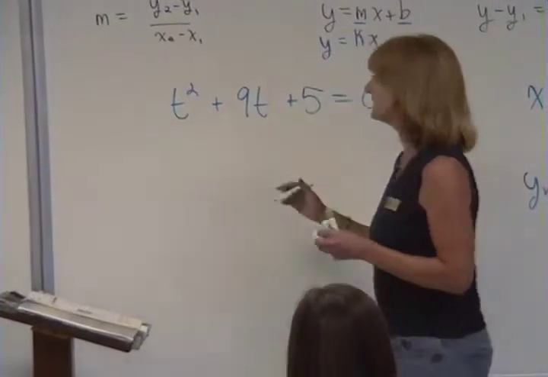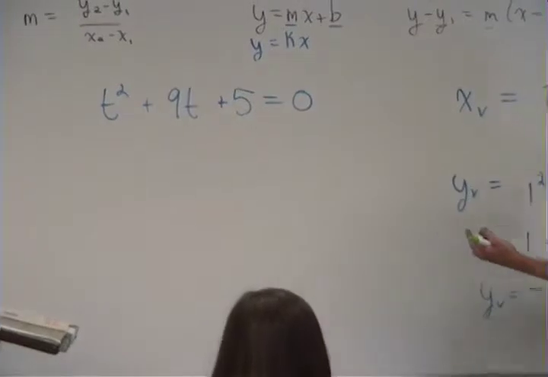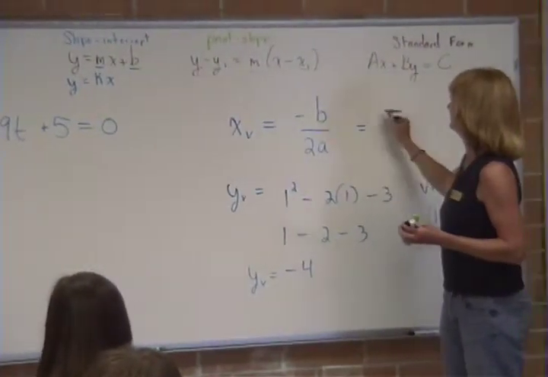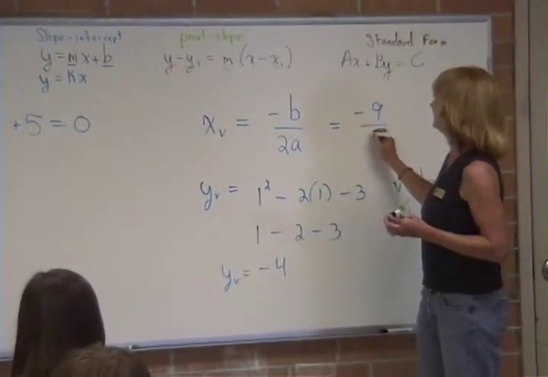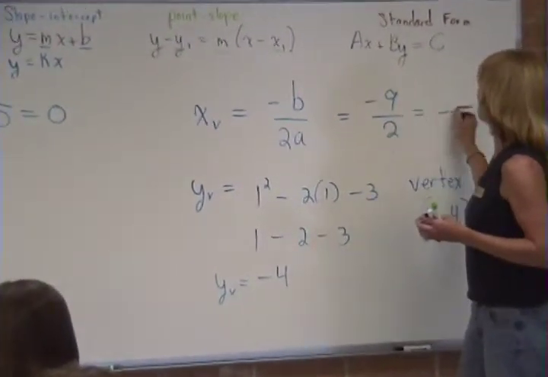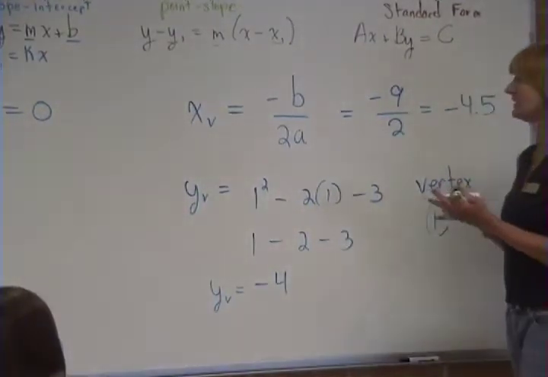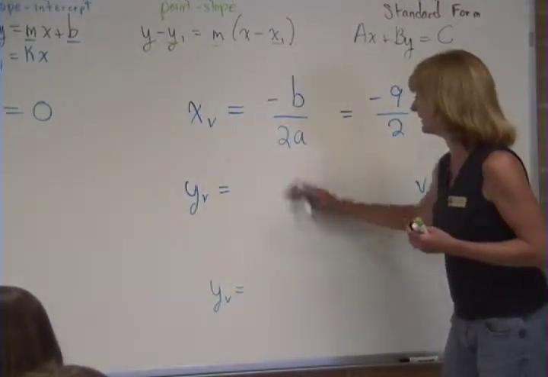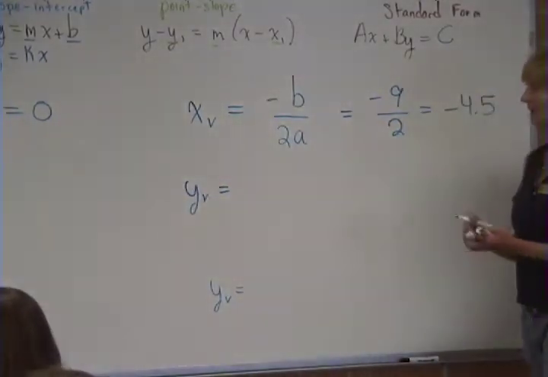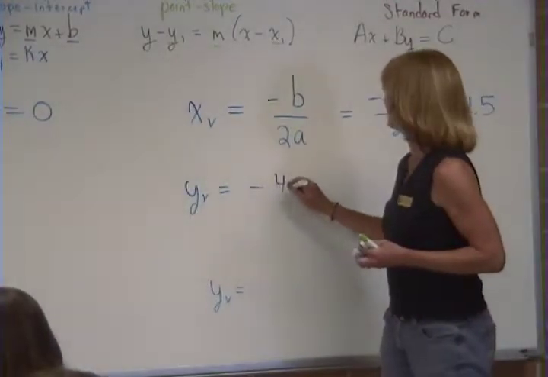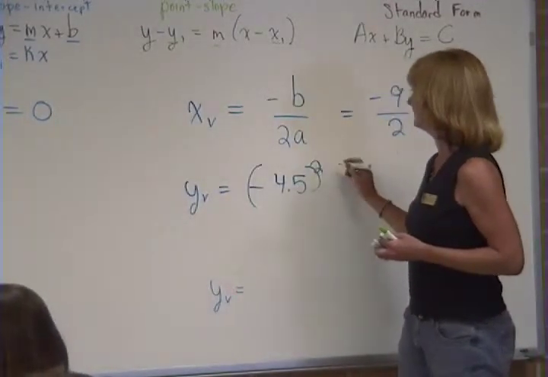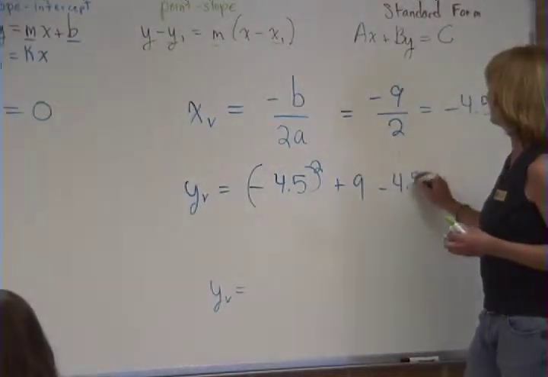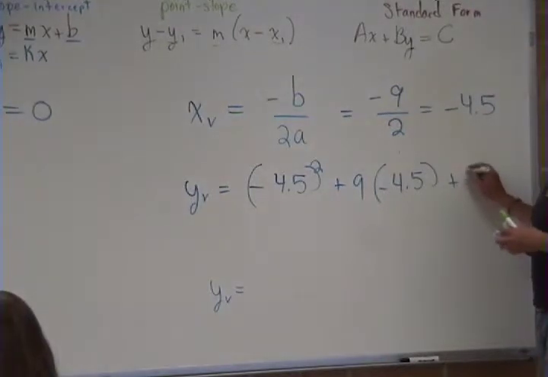Here we go. What's the vertex here? Opposite of b over 2a. Negative 9 over 2 times 1, which is negative 4.5. Take your calculator and plug it in. In other words, grab negative 4.5 in your calculator, square it, negative 4.5 squared, plus 9 times negative 4.5 plus 5.